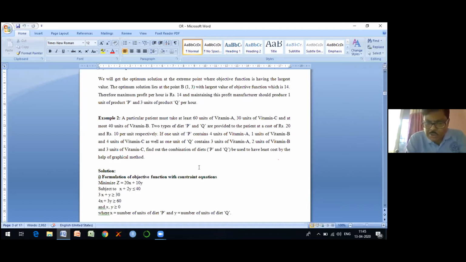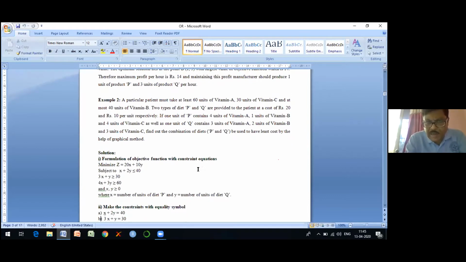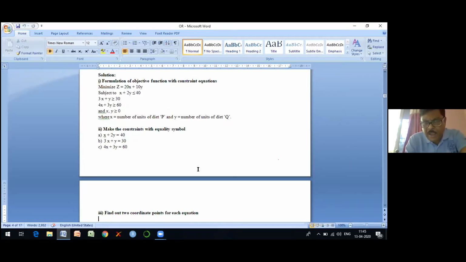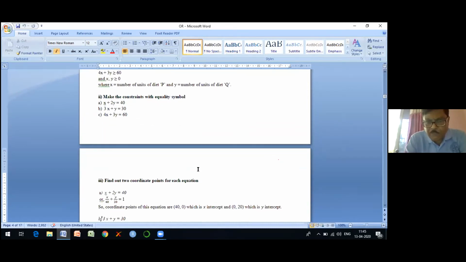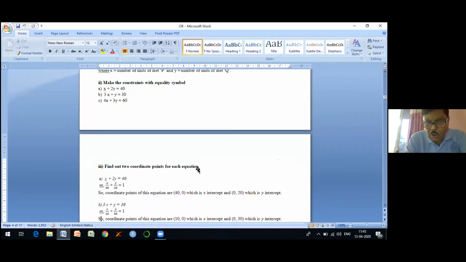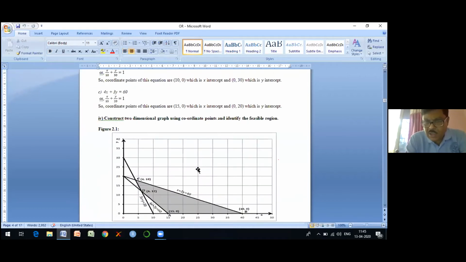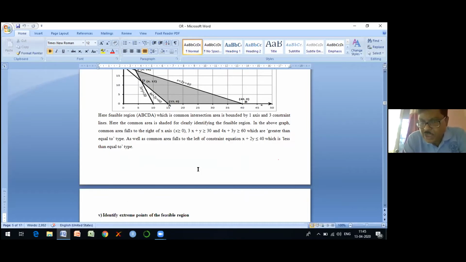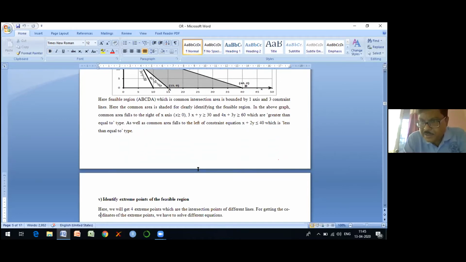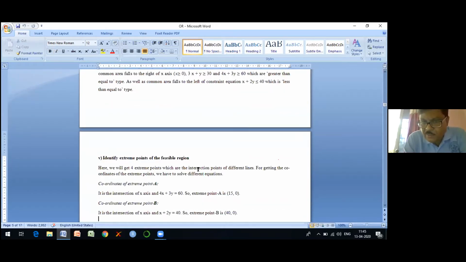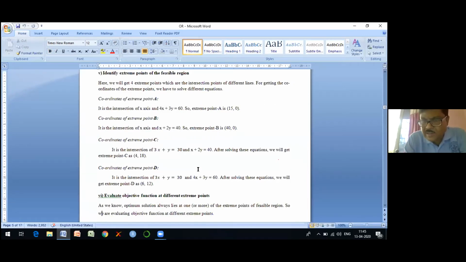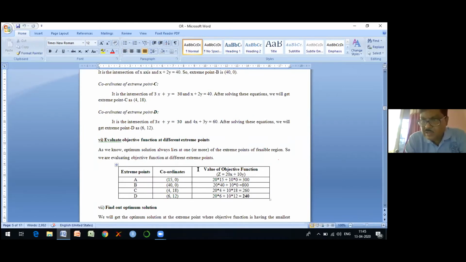So you will go through this problem, and after that you will formulate this problem, and then you will find all the coordinates, then you will draw the graph, right? This is your home task. Up to this, you will complete. And in the next class, we will show you how we can get this result, right?